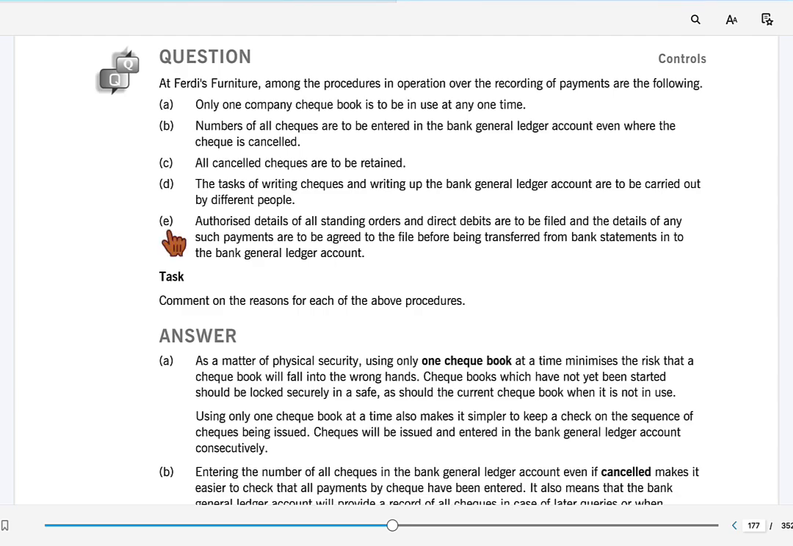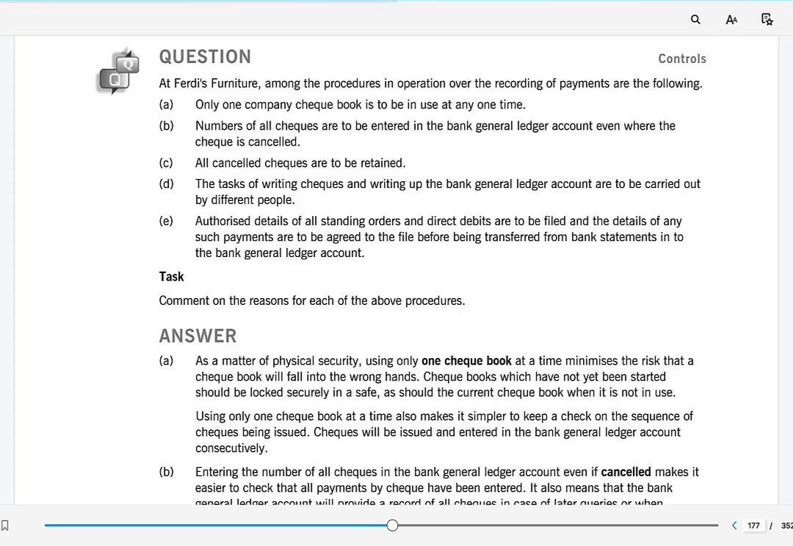E. Authorized details of all standing orders and direct debits are to be filed, and the details of any such payments are to be agreed to the file before being transferred from bank statements into the bank general ledger account. This is the longest one, so let's break it into simple parts. Standing order means a regular payment set up by the business, paid automatically, usually a fixed amount. Example, rent payment every month. Direct debit means another automatic payment method. The supplier takes money from the business bank account. Example, electricity bills or phone bills.